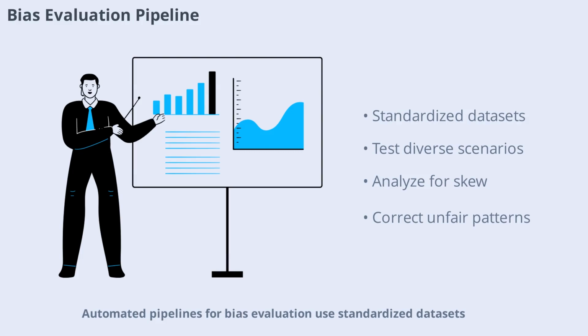Automated pipelines for bias evaluation use standardized datasets to test the model's responses across various demographic scenarios. The results are analyzed for statistical skew, helping developers identify and correct any unfair patterns before the model is released.